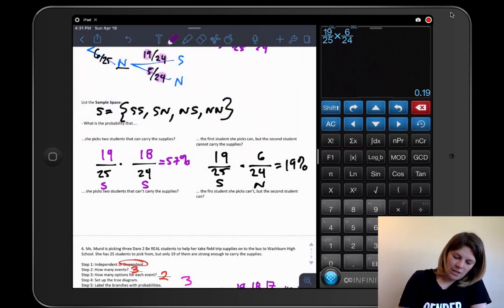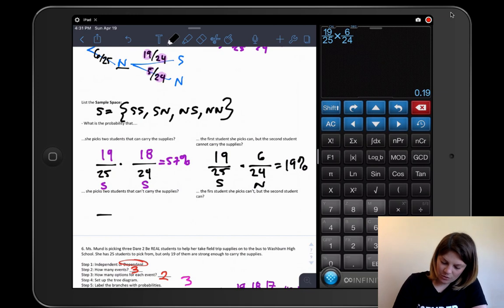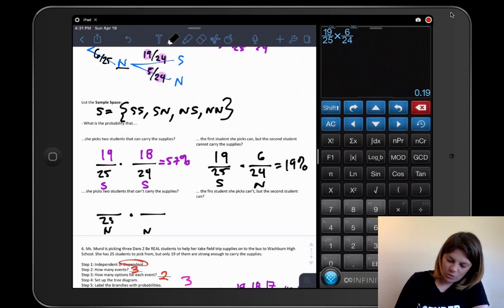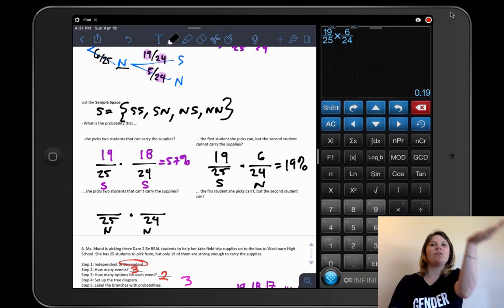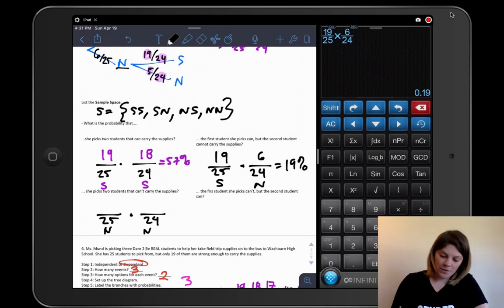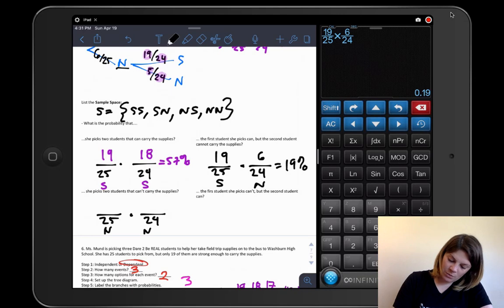Okay, moving on. We're going to see all 4 of the scenarios, I have a feeling. Picks 2 students that can't carry the supplies. So this is N. We know it's 25, 24, because the total starts at 25, you take 1 out, it goes down to 24. And then we would do can't, so that would be 6 and 5. So we haven't seen this one before. Let's go ahead and do it.